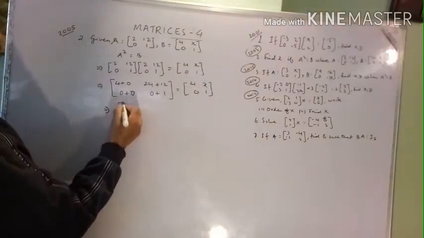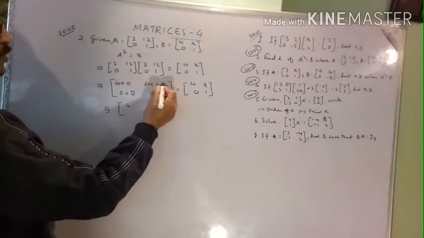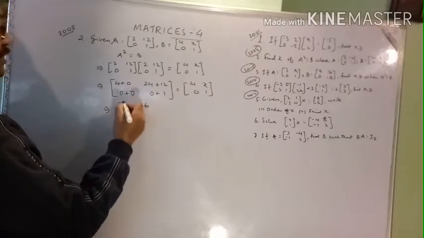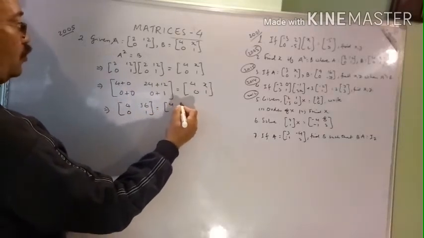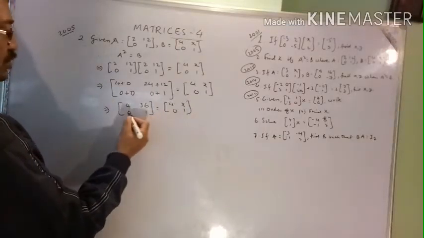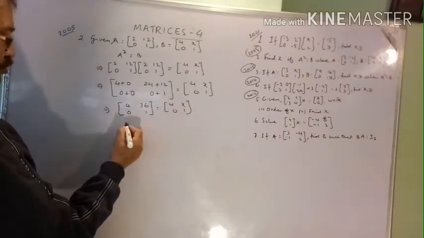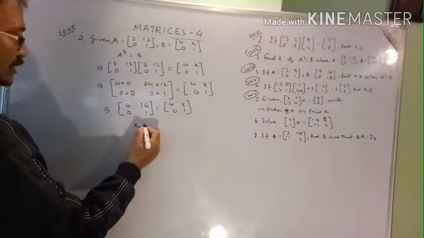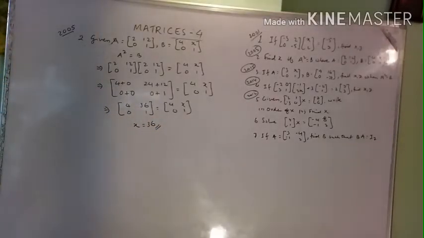Now simplify in the left hand side. 4 plus 0 is 4. 24 plus 12 is 36. 0 and 1, equal to [4, x; 0, 1]. You see, first element 4 equal to 4, 0 equal to 0, 1 equal to 1. So 36 equal to x. So from equality of matrices we get x equal to 36. That is the answer.